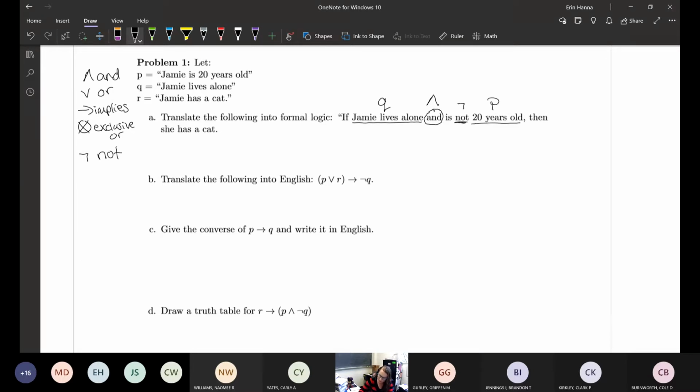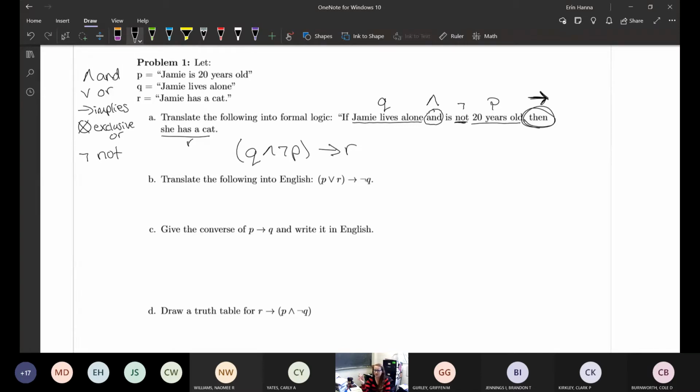Jamie is 20 years old was a P value. And then we have the then. So remember, whenever we're translating these, if you have an if then, that's what gives you the implies, but the symbol essentially goes with the then. So we have the implies there. She has a cat was R, so we end up with Q and not P implies R.